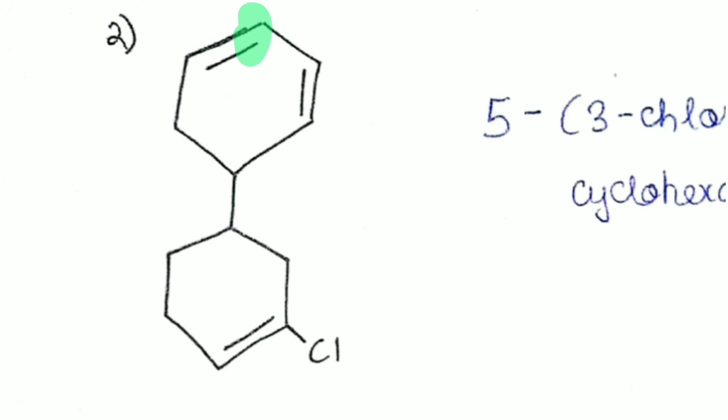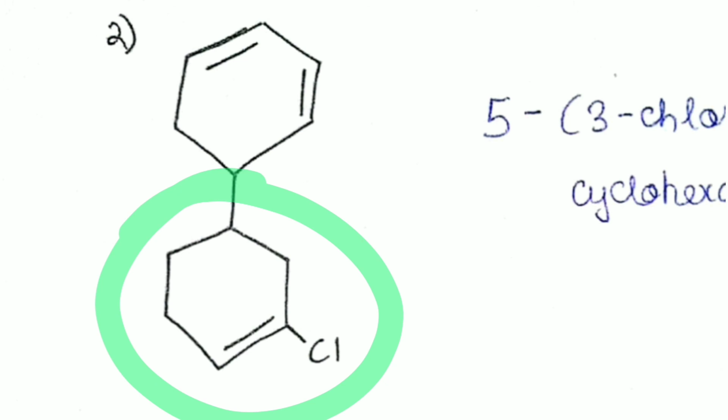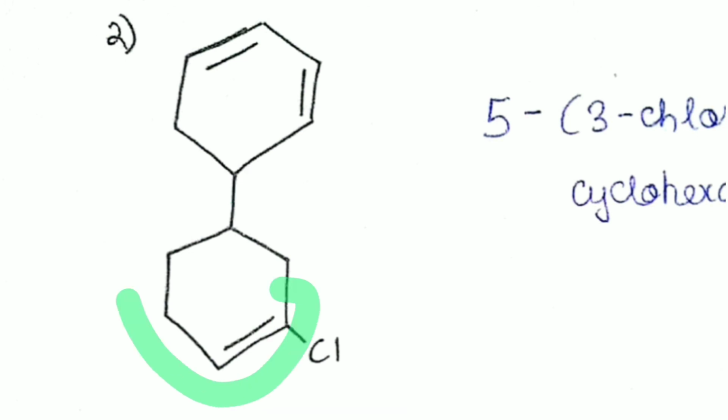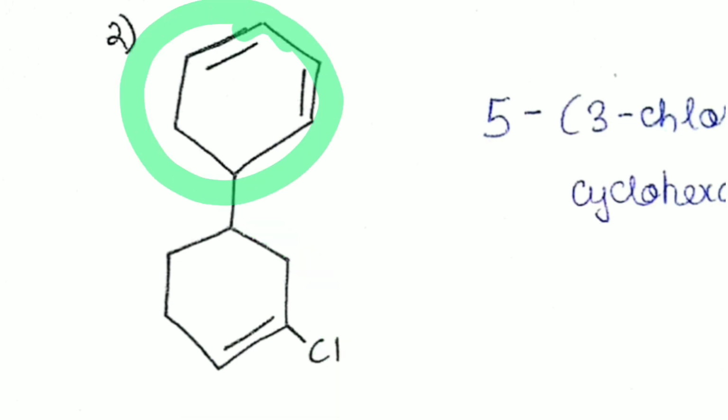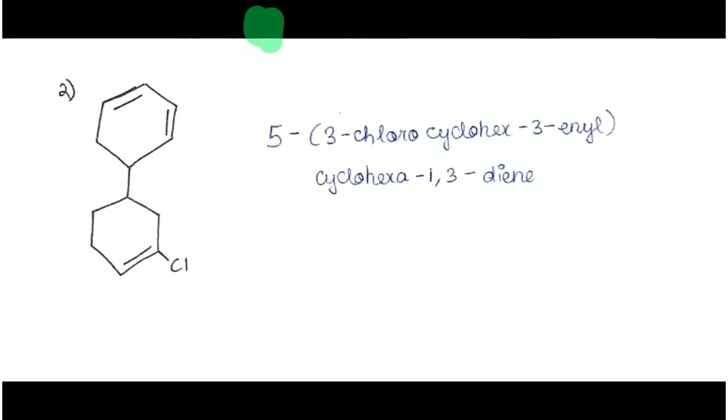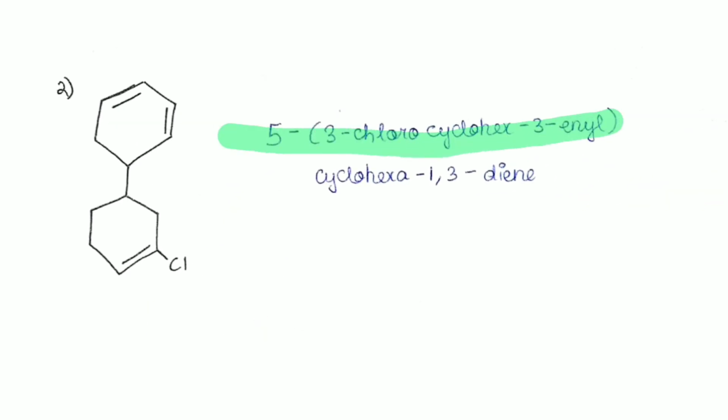5. Then open the bracket for the name of the substituent. 3-chloro-cyclohex-3-enyl. Enyl, why the YL is coming? Because it's a substituent. Then close the bracket. Then cyclohexa-1,3-diene. That's the name of this compound, guys. 5-(3-chloro-cyclohex-3-enyl)cyclohexa-1,3-diene.